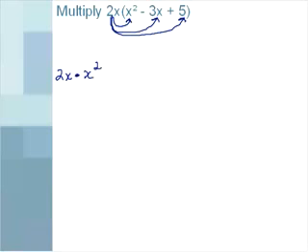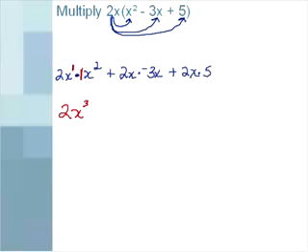2x times x squared, and I put a plus between them, between each multiplication. 2x times negative 3x plus 2x times 5. So again, remember there is a 1 in front of that x squared. So I'm multiplying 2 times 1 to give me 2. And x times x squared, the x has an exponent of 1. So I combine to a single base of x, and I add my exponents, and I get x to the 3rd.